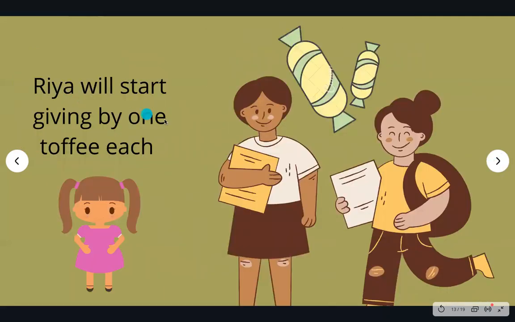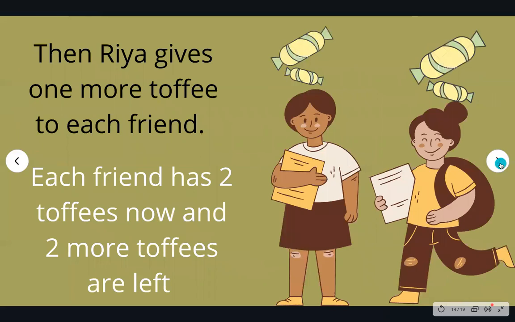What Ria will do is give 1 toffee to each of her friends, 1 to her and 1 to her. Now, Ria has 4 more toffees. She will give 1 more toffee to each friend, 1 to her and 1 to her. So both of her friends have 2 toffees each right now, right? Each friend has 2 toffees now, but 2 more toffees are left because Ria had 6 toffees in total. Ria has already given 4 toffees, 2 each. 4 toffees she has given. Now, 2 more toffees are left with Ria.